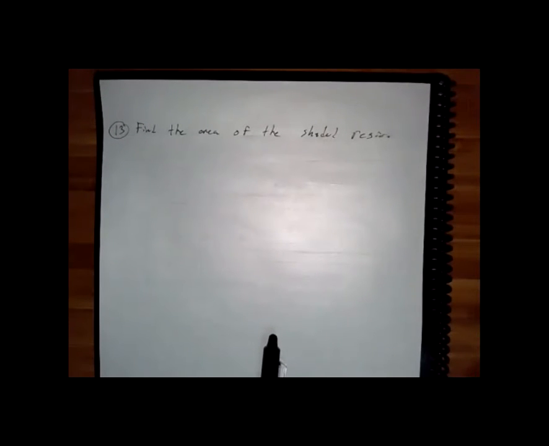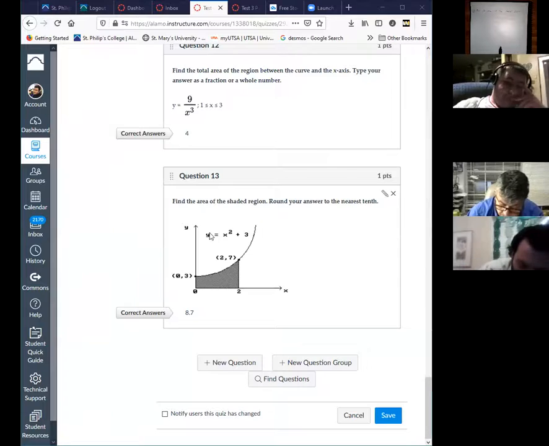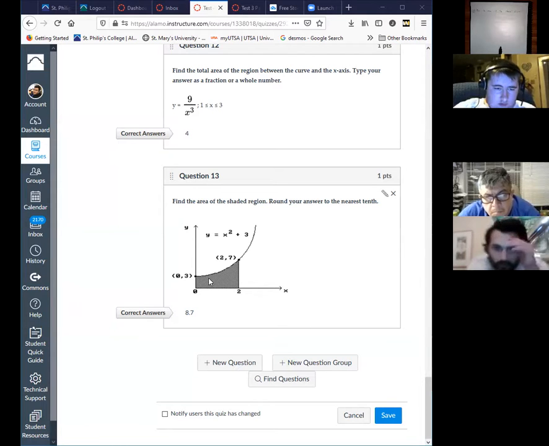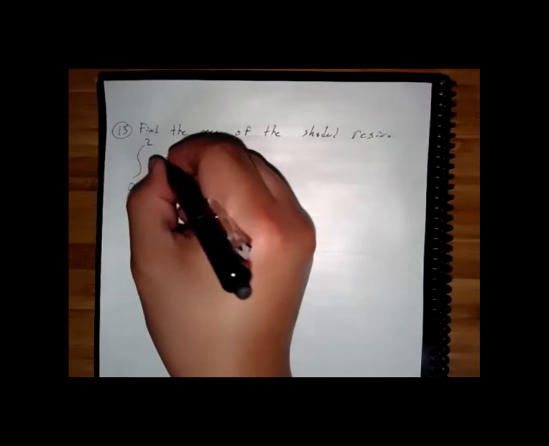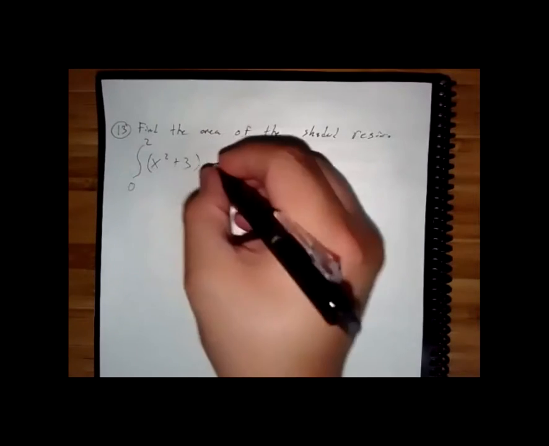So find the area of the shaded region. Okay, so see how it's bounded by the x-axis and the curve? So all I have to do is integrate this function with respect to x, from 0 to 2. That's where the boundary ends, and this is where it starts. So I'm integrating from 0 to 2 of the y function, which is x squared plus 3. It's my f of x.